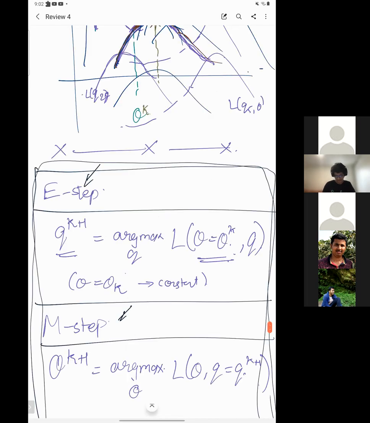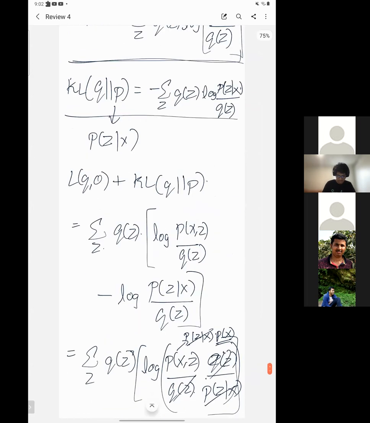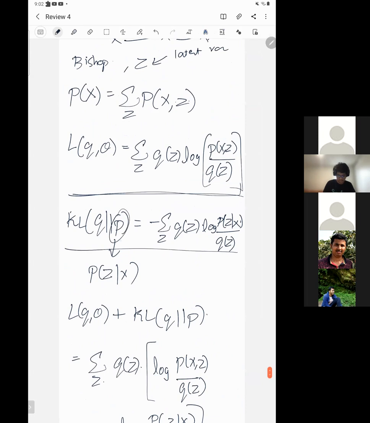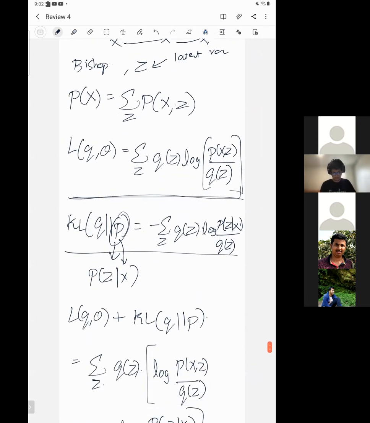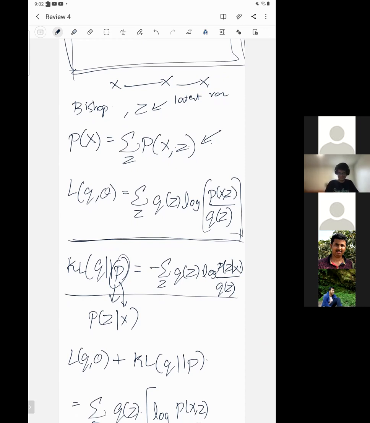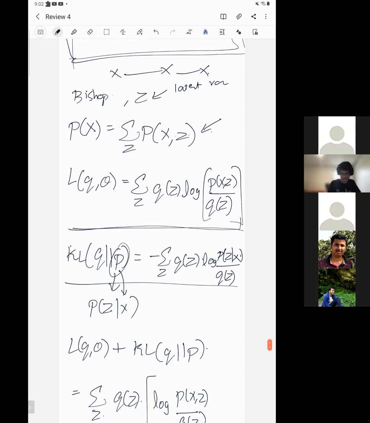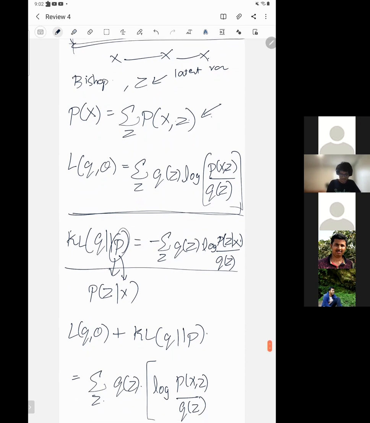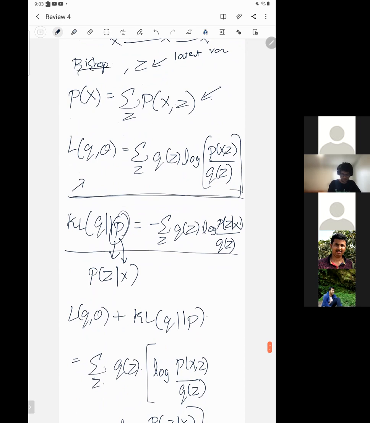In my review 4, when we did this, P was defined as the posterior of the latent variable z given your data point x. Let me go through the proof once again. We marginalized out our latent variable z, and this is the definition of the lower bound. As I mentioned, we are using P and Z interchangeably, but in this proof from Bishop, to keep the notation consistent, Z is the latent variable, and this is the definition of a lower bound.